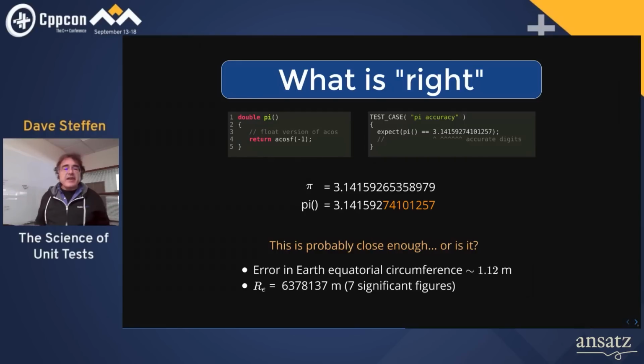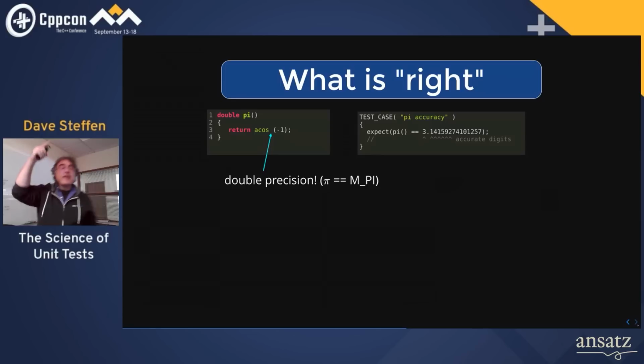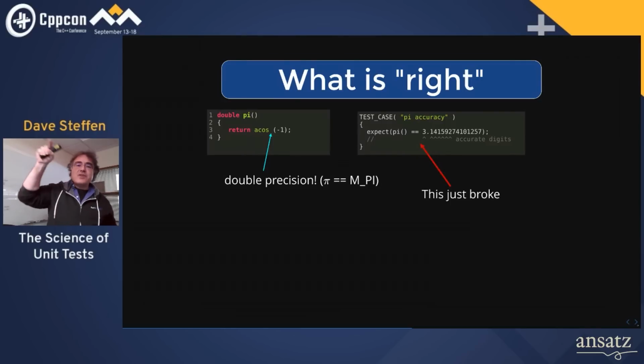Your system is fine. Everybody's happy until someone comes along and takes that F off. They improve your floating point computation. Now, the result of this is good all the way out to 16 decimal places or whatever your machine supports, but your unit test just broke because you've got extra digits there that are now wrong.